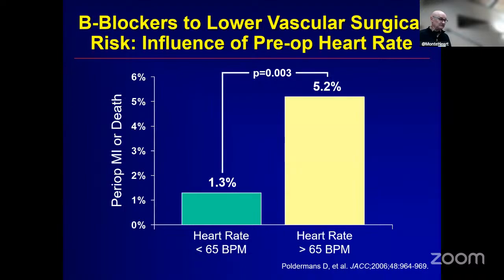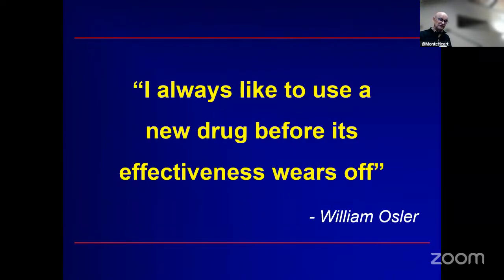And furthermore, he showed this. You want to go to the OR with a lower heart rate, 1.3% versus 5. So people looking at that work said, you know what? We must use beta blockers and we must do it fully. I always like to use a new drug before its effectiveness wears off.